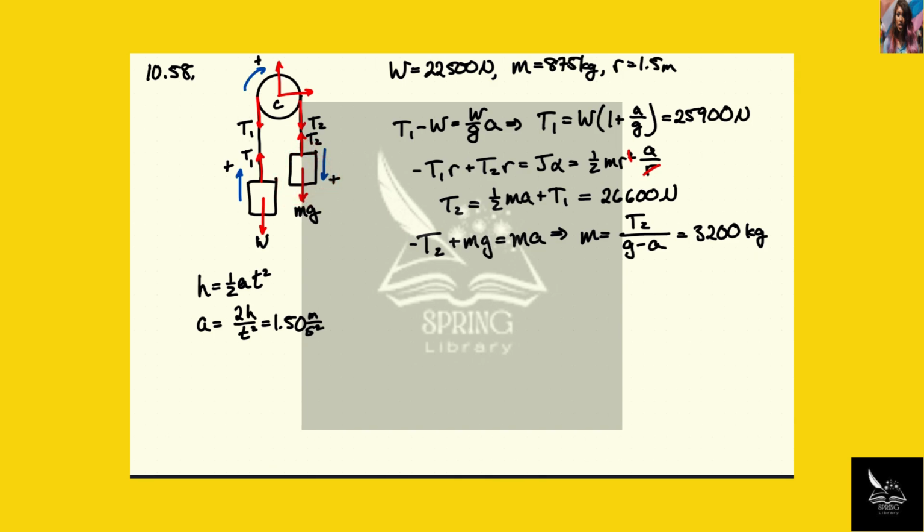Let's see here. I said this was positive up for this elevator, positive counterclockwise for the pulley, and positive down for the counterweight. Looking at the elevator, we have T1 minus W equals the mass, which is W over g, times a. We want this thing to accelerate upwards through a height h equals 6.75 meters in 3 seconds.